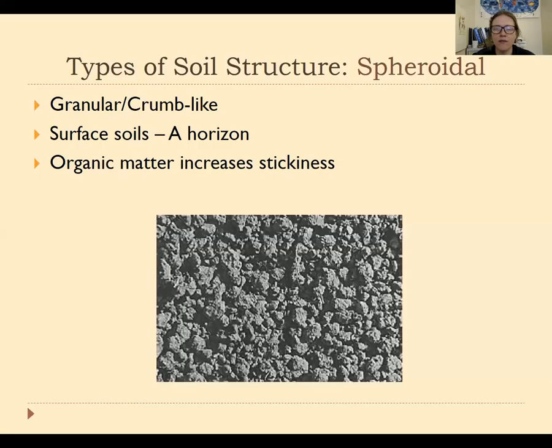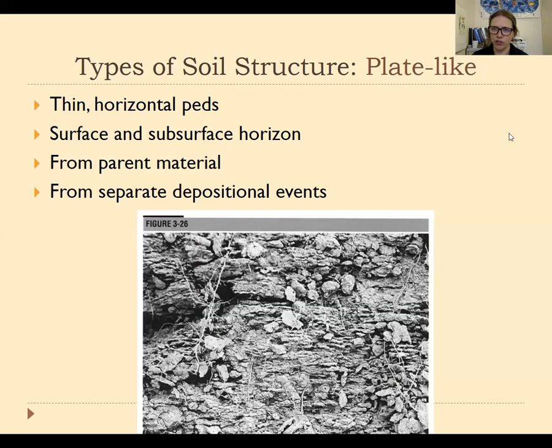So one type of soil structure is sometimes referred to as a spheroidal soil. This is also sometimes called a granular soil. And this is kind of like a crumb-like soil where the aggregates are pretty small, relatively circular. And this tends to form in high organic matter soils, like in the A horizon or the top horizon. And this is probably something that you've seen before. So soil scientists would refer to this as a spheroid or granule type of soil structure.